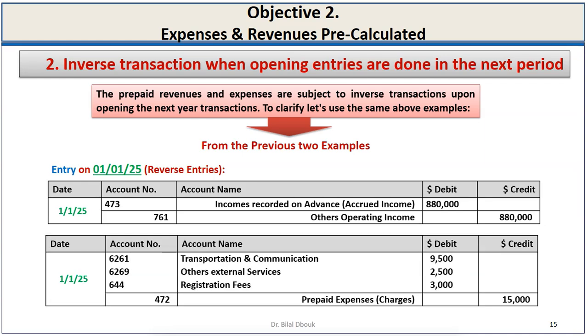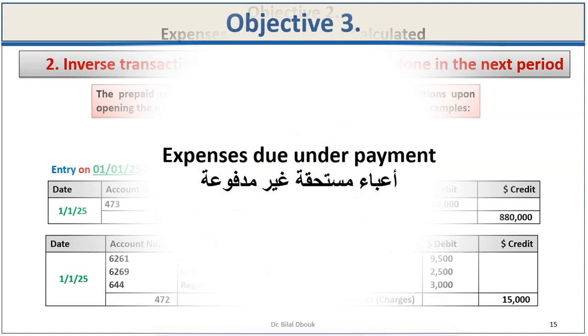Also, in the same way for prepaid expenses, we do a reverse entry. So we debit the expense accounts, 62 accounts, and we credit 472 prepaid expenses.